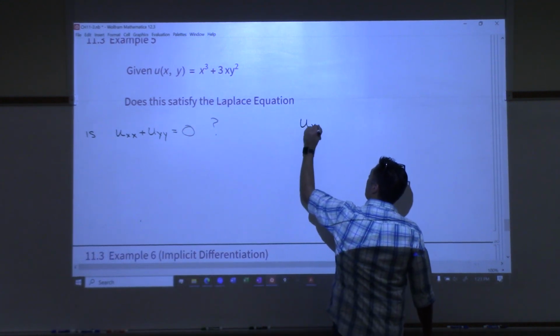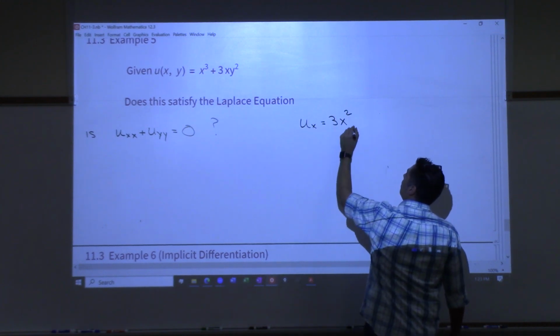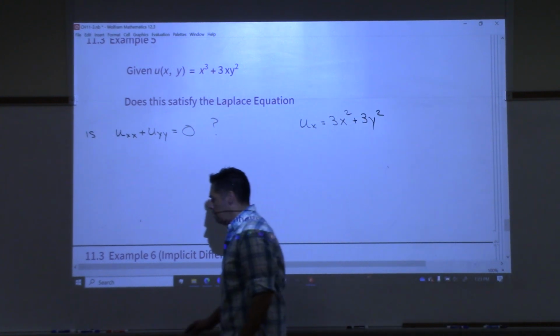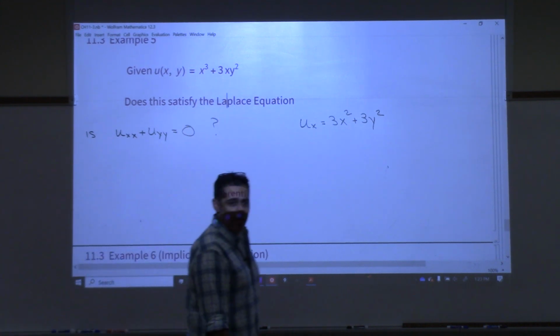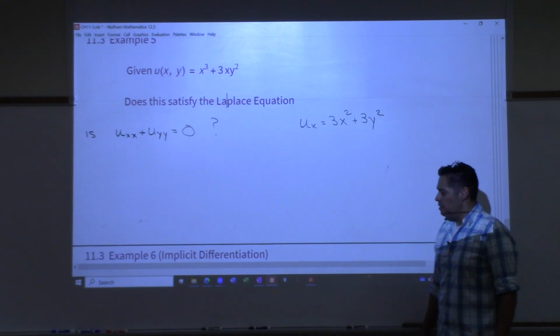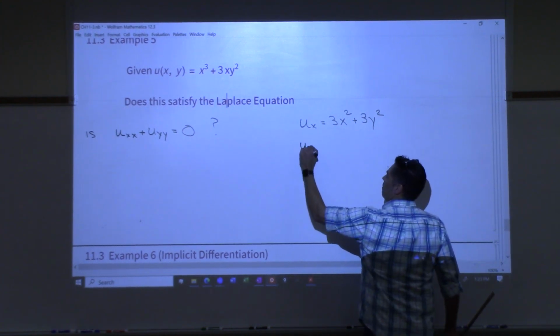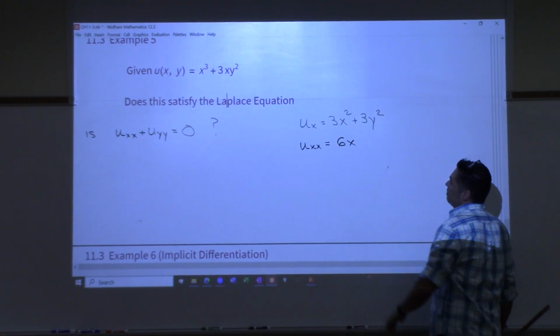Partial of u with respect to x: 3x squared plus 3y squared. All right, that's our partial with respect to x. You all agree or not? Anyone have a question on that? Do you all feel pretty comfortable with this idea of partials, like taking the partial, the mechanical process? Okay. Now I'm going to take the partial of that with respect to x again. So that's going to give me 6x. And that's it, 6x.